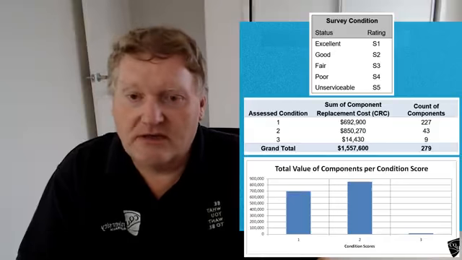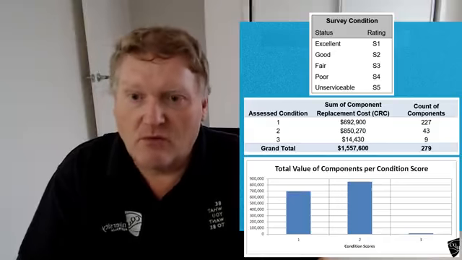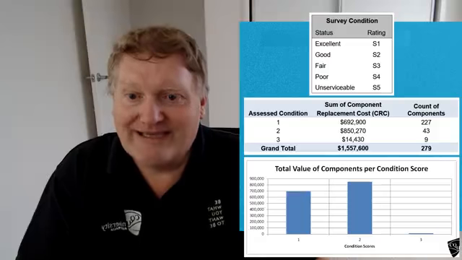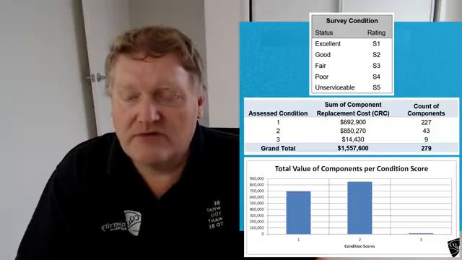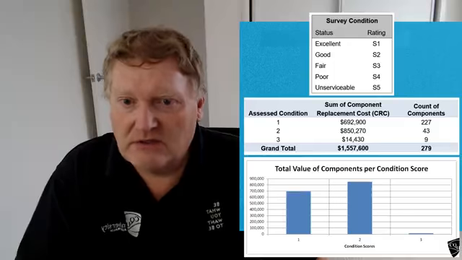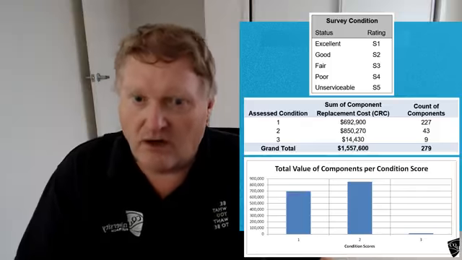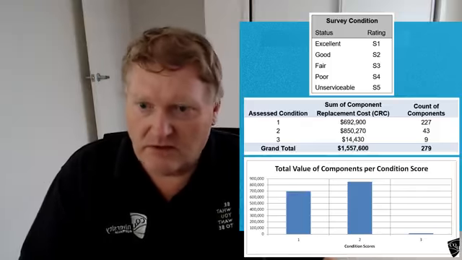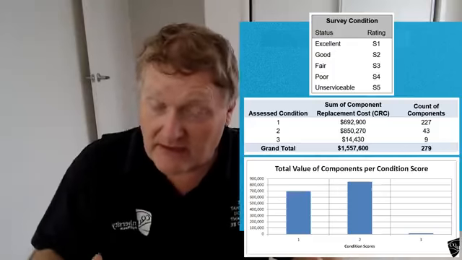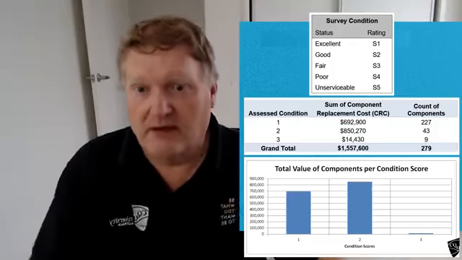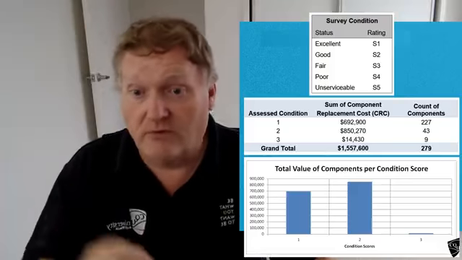In this particular case, it wasn't a very big swimming pool. We assessed here a total of 279 components, and things like the roof is a component, the walls are a component, the windows are a component in totality, not individually. You can go down individually if you want to.